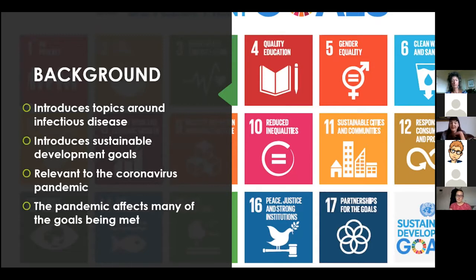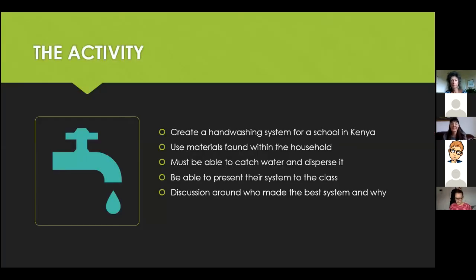So the pandemic has shown that the way each country deals with the spread successfully has mainly been due to resources and being prepared. And the activity that we're going to be showing today is a really good way to discuss this. It's called Stop the Spread, and the idea is that you have to create a hand washing, sanitizing system for a school based in Kenya.